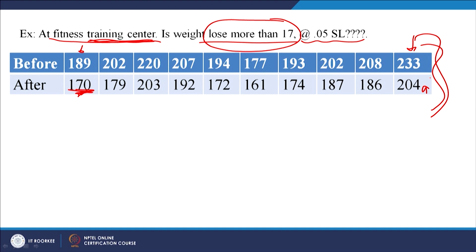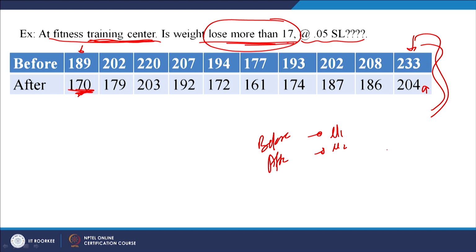So, how would you frame the null hypothesis? There are two samples. Let us say mu1 is the weight before going to the training center, and mu2 is the weight after you have attended sessions at the training center. And the weight loss is more than 17 kg. So, how would you write it?